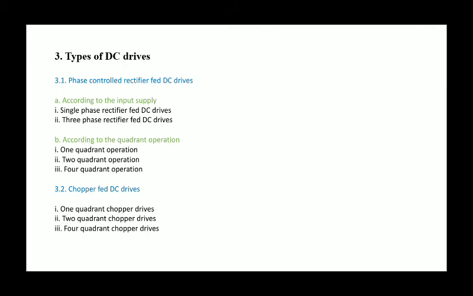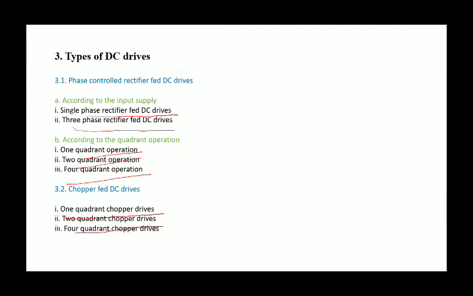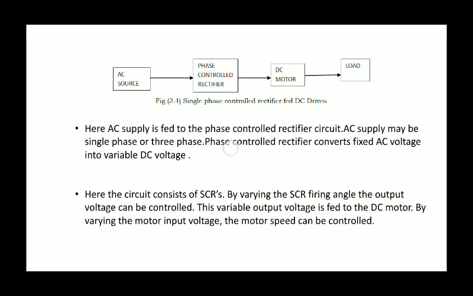These are the types of DC drives. According to the input supply, there are single phase DC drives and three phase DC drives. According to the quadrant operation, there are one quadrant, two quadrant, and four quadrant operations. These are on the basis of the operation of the DC machine. Chopper fed DC machine: first quadrant chopper drive, two quadrant chopper drive, and four quadrant chopper drive. These are the topics we have already studied in the previous lecture.